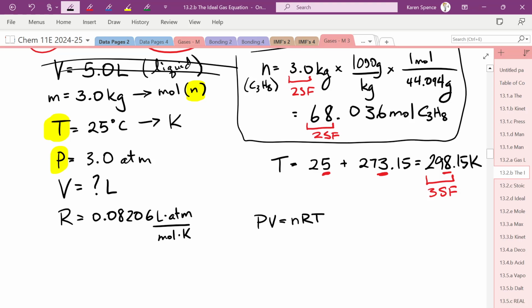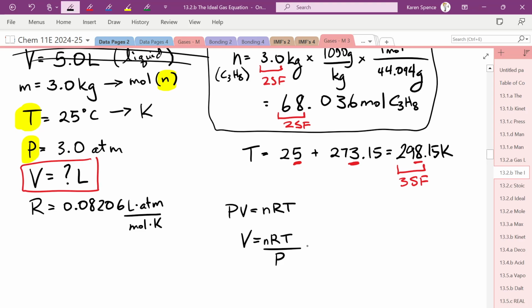Do your solving first. So solve for your unknown, which in this case is V, because you don't want to be moving around something like 0.08206 liter atmosphere per mole Kelvin. You don't want to have to write that more than you have to. So do the solving first. So V is equal to nRT over P. And then you start plugging things in.